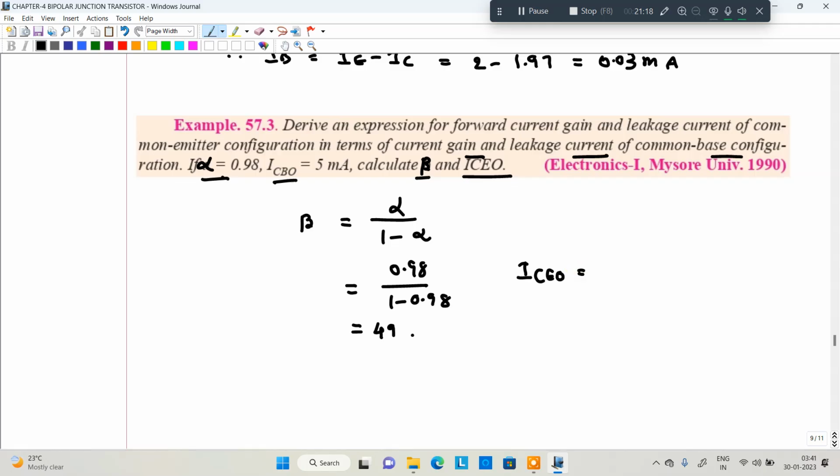After that, ICEO they are asking. ICEO is equal to 1 plus beta into ICBO, the formula I gave in the previous explanation. So 1 plus beta, that is 1 plus 49, into ICBO which is 5 milliamperes. From that, 50 into 5 is 0.25 milliamperes. That is the answer. Okay, it is a printing mistake, it is micro. Micro means 10 power minus 6, then you will get it. Okay, fine. So that is about problem number 3.